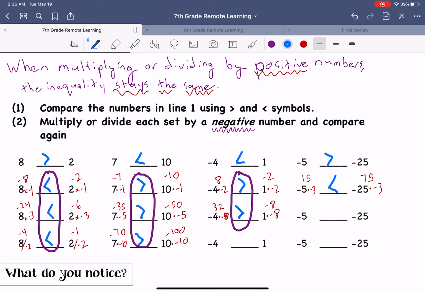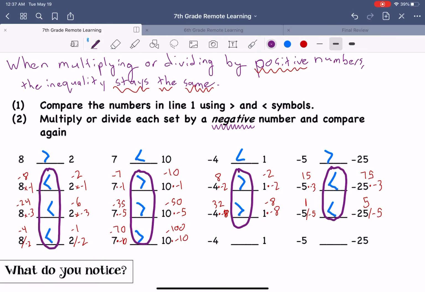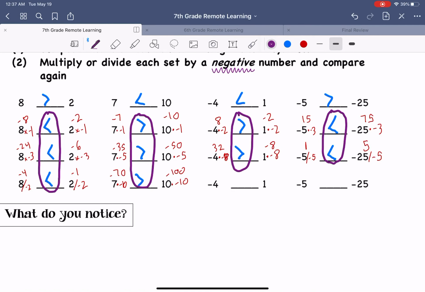Okay. Let's do one more with dividing by a negative number. 5 divided by -5, and -25 divided by -5. So here I have 1, and here I have 5. And when I compare, 1 is less than 5. So, what are we noticing that happened here?